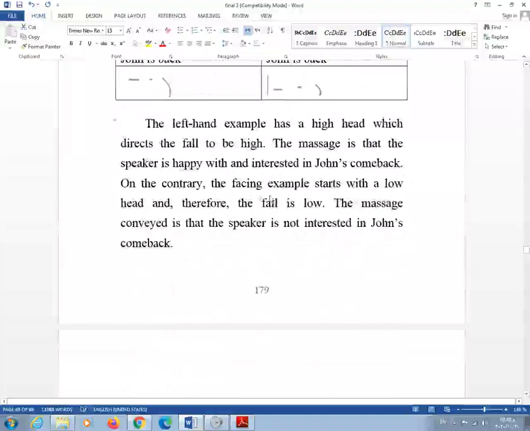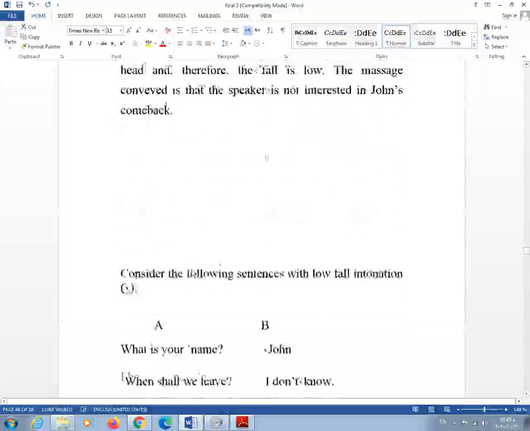On the contrary, the example to the right is actually said with a low fall because we have a low head, and the message conveyed is that the speaker is not interested in John's comeback. He's not happy that he came back, and so on.